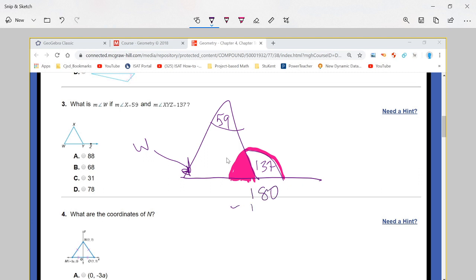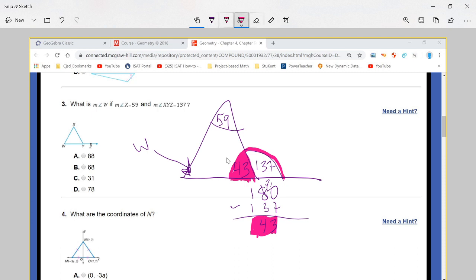So if I take away the 137, what I'm left with is this red angle here. This red angle is the only thing that will be left if I take the 180 and subtract that. So that helped me figure out this angle here. So let's do that. However you guys do your arithmetic is fine. 17. Okay, so we have 43. So this is a 43-degree angle.